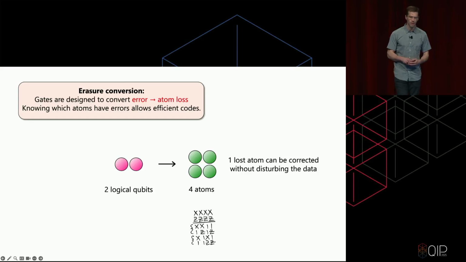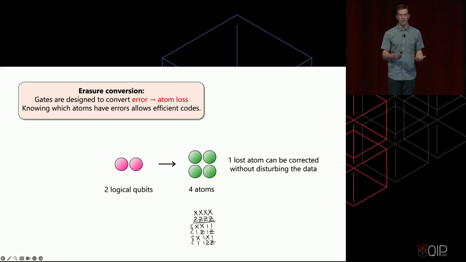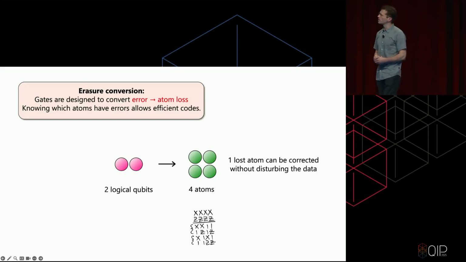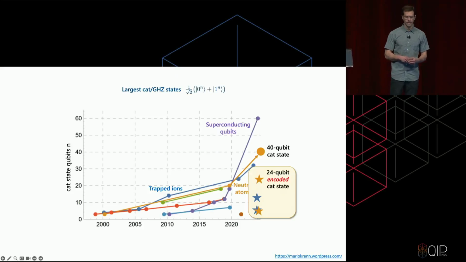And this code has a property: it can detect any one error. If you detect an error, you have to throw it away and start over. But also, you can correct any one loss. So if one of these 4 atoms is lost, you can replace it, and the data qubits are not modified. So we can protect against atom loss using very efficient, very small codes. And indeed, that's what we do to start.